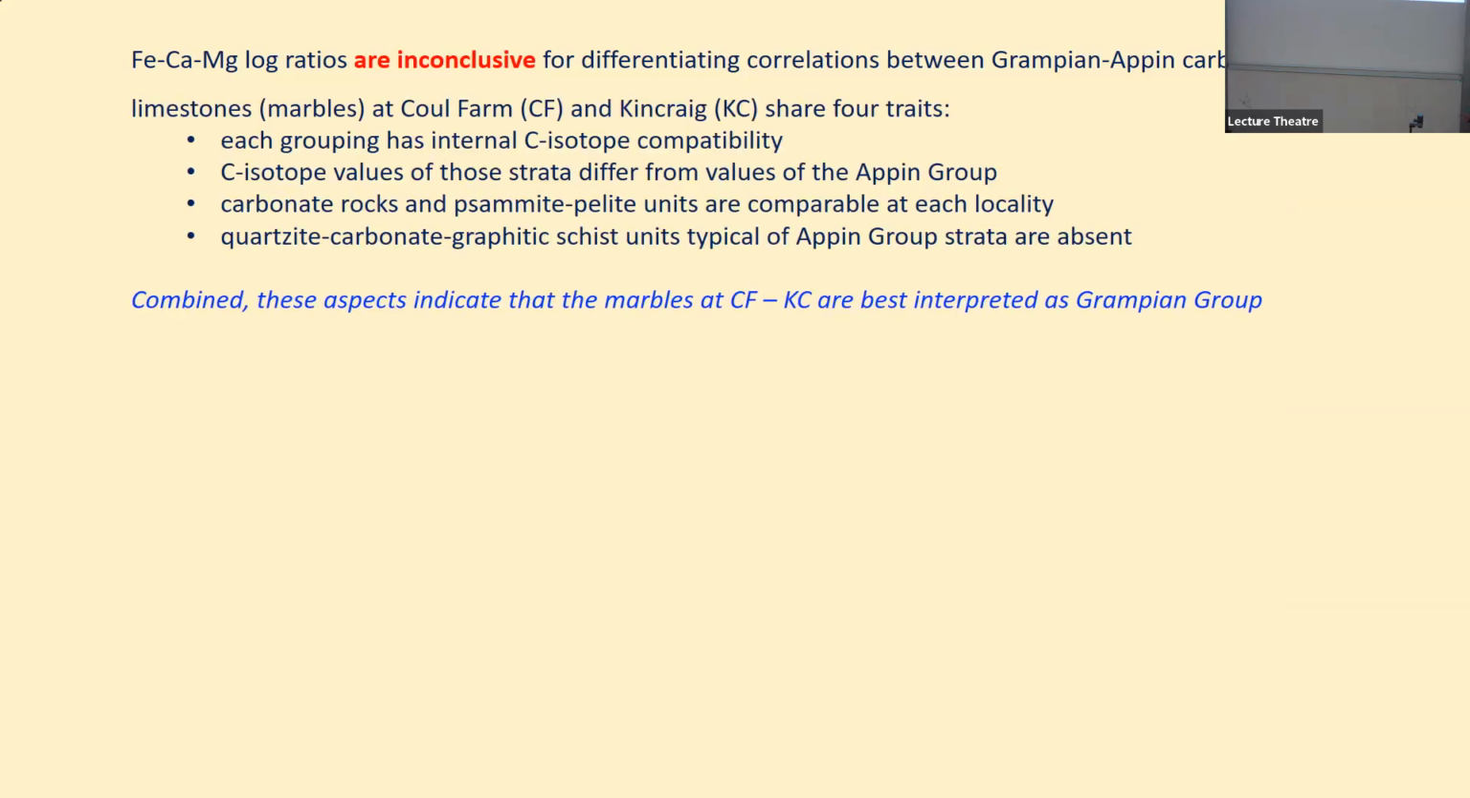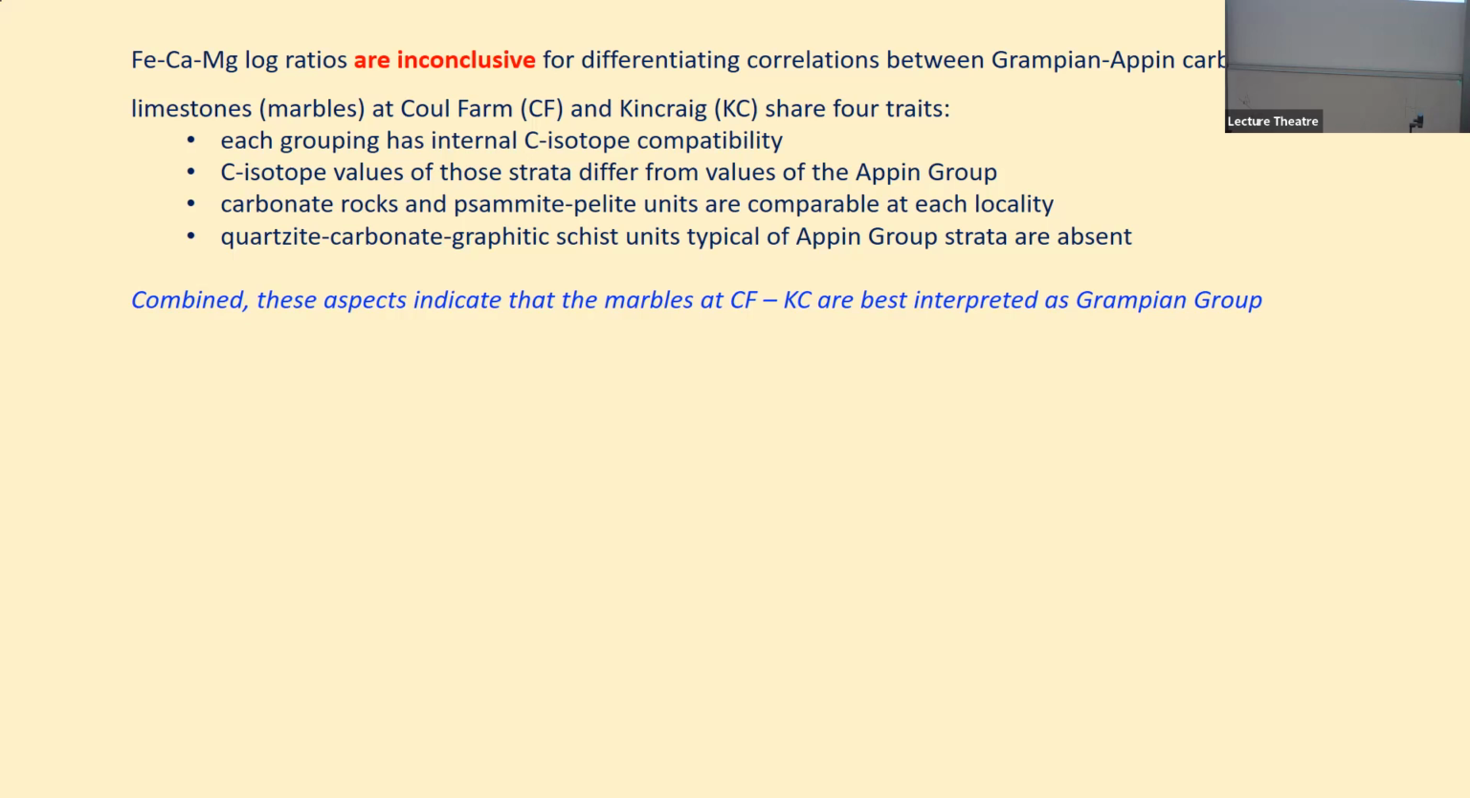What we can say, whether or not you believe, want to use, I don't want to use the word believe, whether or not you trust the carbon isotopes to be a pure correlation tool, is that there are 4 characteristics that the marbles that Cool Farm and Kincraig share relative to differentiating them from Kinloch-Login. That is, each group has an internally consistent carbon isotope signal, that the carbon isotope values of those 2 units differ from the Appin group, that the carbonate rocks that are associated with the semipelitic units are comparable at each locality. There are not vast differences between them.